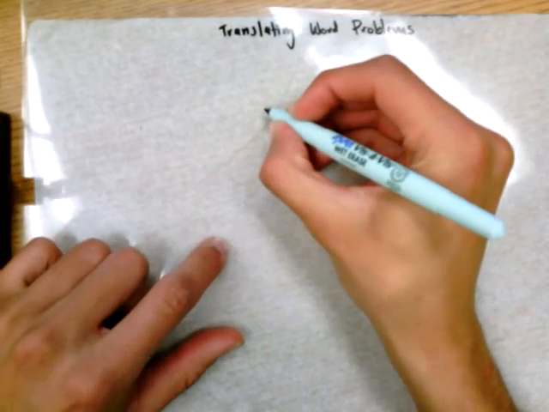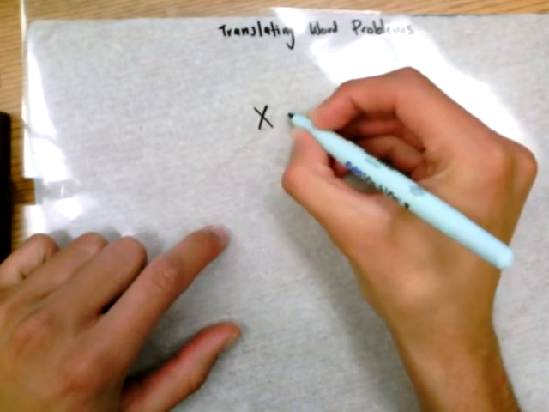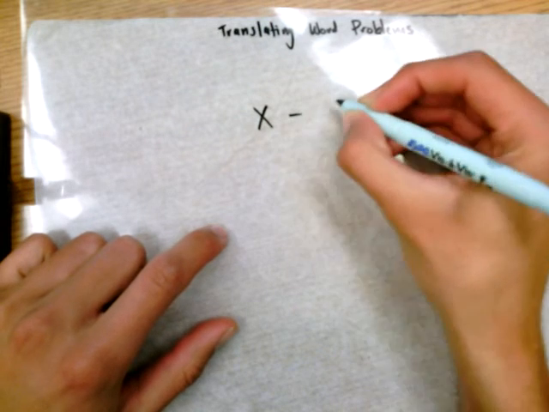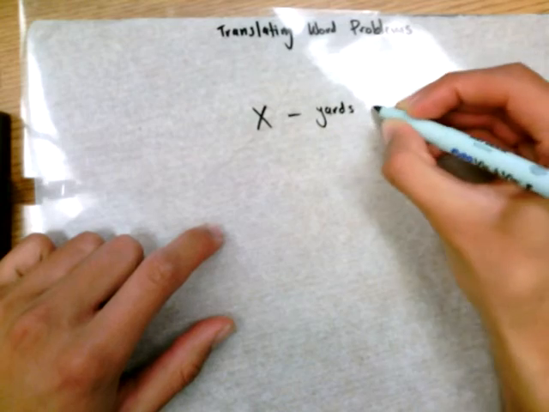The first example is: a football player gained X yards rushing. On the next down, he gained 9 yards. What expression represents the number of yards he gained altogether? So we have a football player who gained X amount of yards. These are the yards that he has gained rushing.